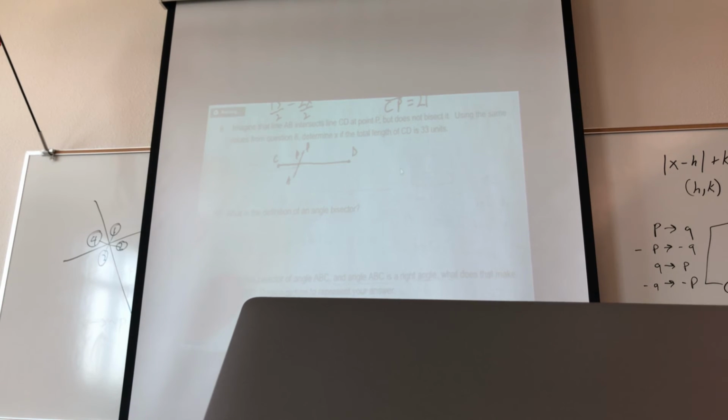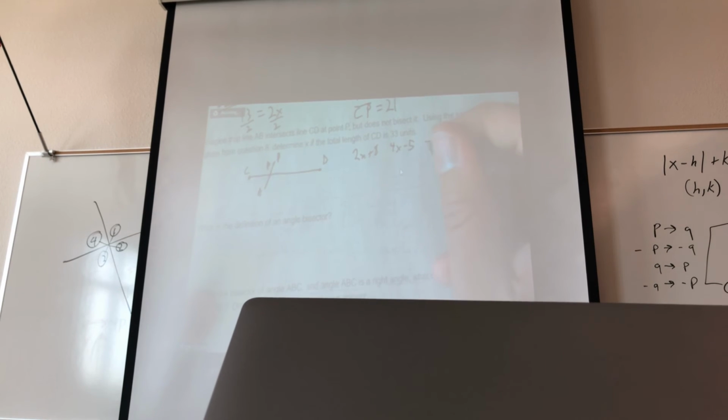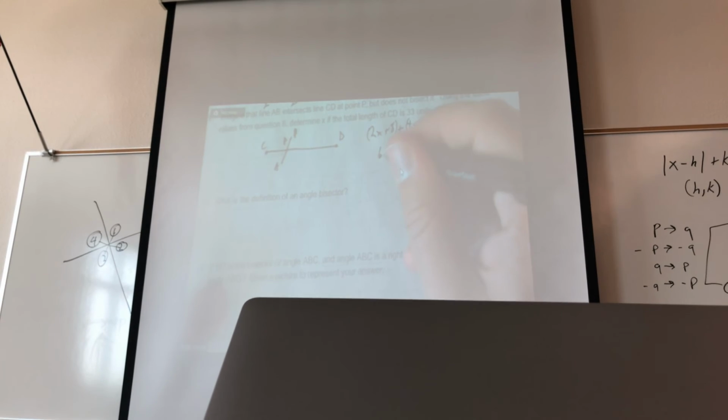So this time we can't say the two halves are equal to each other. We're going to say 2x plus 8 is equal to CP. We're going to say 4x minus 5 is equal to PD. And the whole thing is equal to 33. We have to add together the two parts in order to make the whole. 4x plus 2x is going to give us 6x. 8 minus 5 is going to give us 3. So 6x plus 3 equals 33.